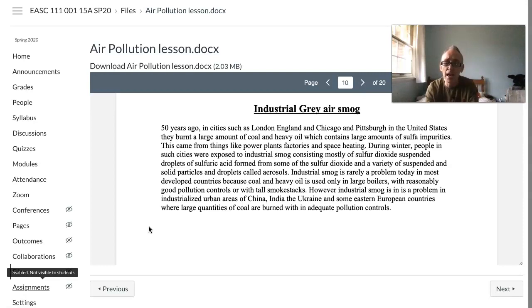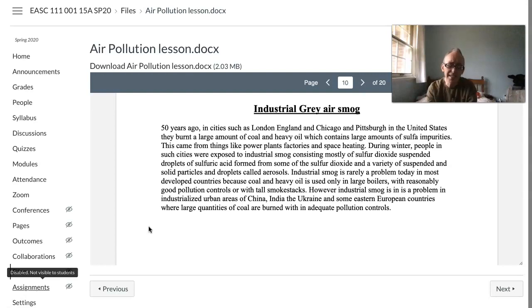And industrial smog, however, is rarely a problem in most developed countries because, if you think about the fuels we use in our cities, we've moved away from the burning of a lot of coal and heavy oil in our cities. We use more electricity. We have different transportation in our cities. Also, we have more pollution controls.